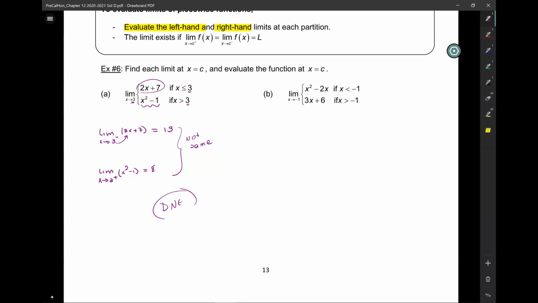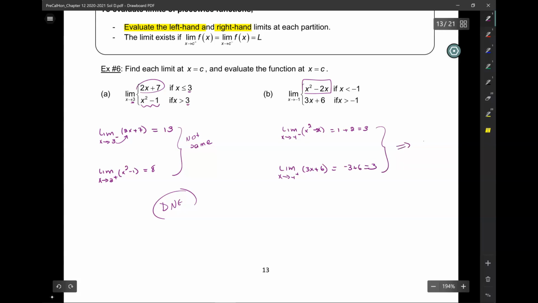Here, the limit as x approaches negative 1 from the negative side of this function. That would be x squared minus 2x. When you plug in negative 1, you get 1 plus 2, 3. From the positive side, negative 3 plus 6 is 3. Since they're the same, the limit is 3.